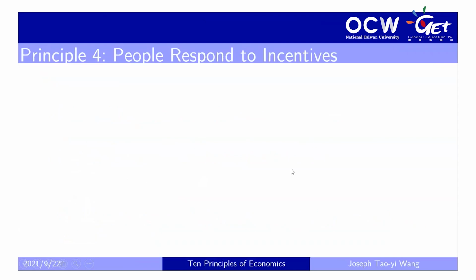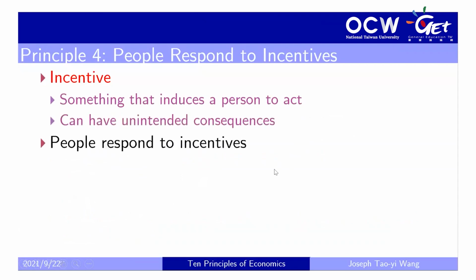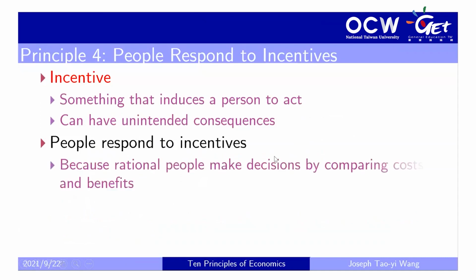All right, principle number 4. People respond to incentives. Incentives are something that induces a person to act. And here you could have unintended consequences. People respond to these incentives because rational people have to make decisions by comparing the marginal cost and benefit.